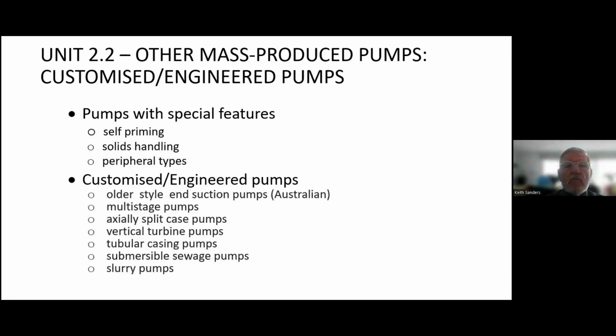So they're not taking a stock pump and converting it, they're actually building the pump to suit the customer's specific application requirements. And then we're going to look at the older style irrigation pumps, multi-stage pumps, axially split-case pumps, vertical turbine pumps, tubular casing pumps, submersible sewage pumps, and slurry pumps. All of these are generally classified as engineered pumps and are designed to meet a particular customer application.